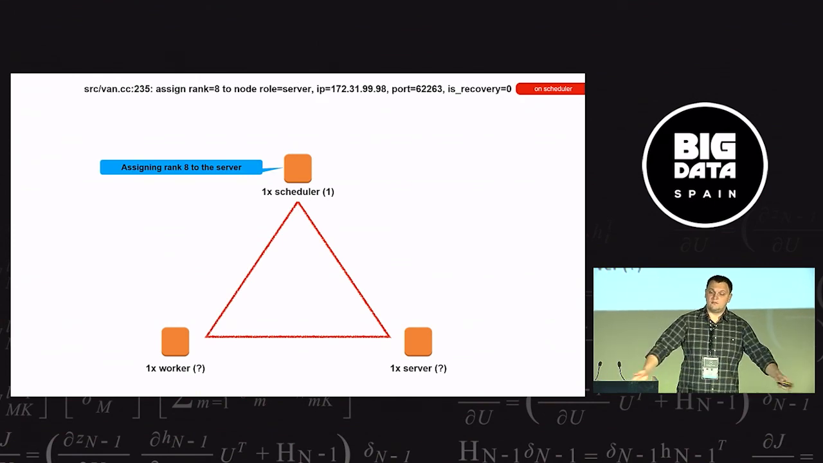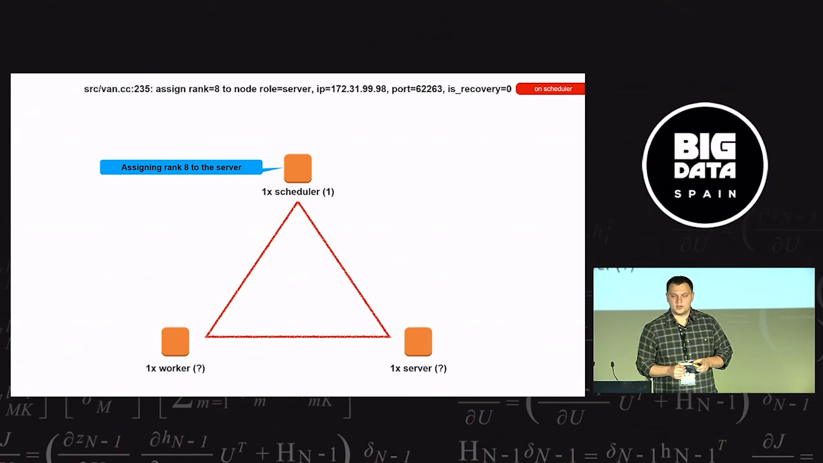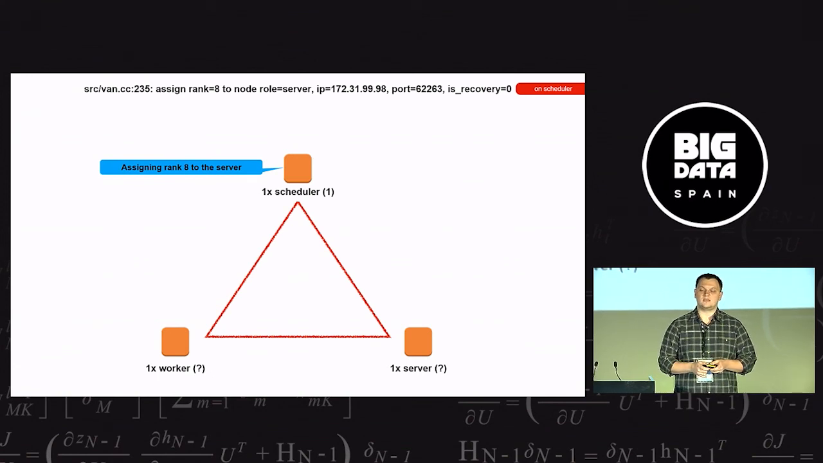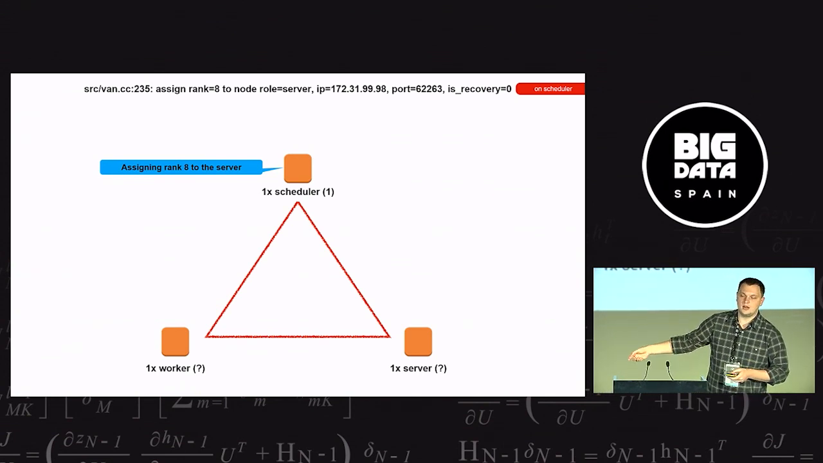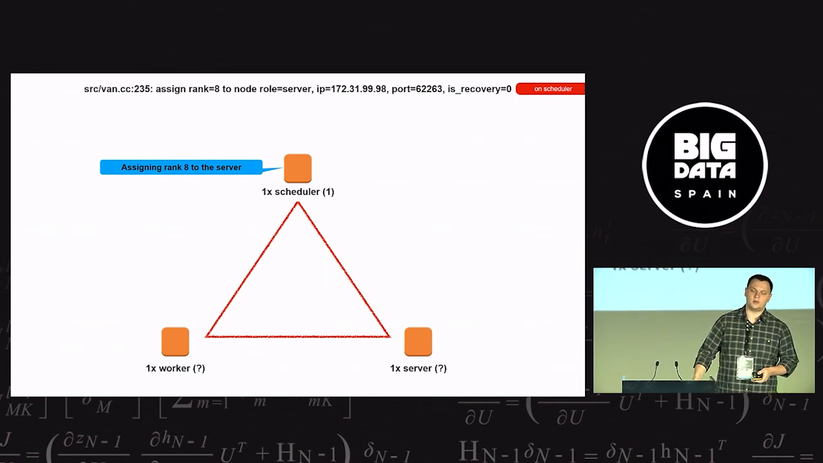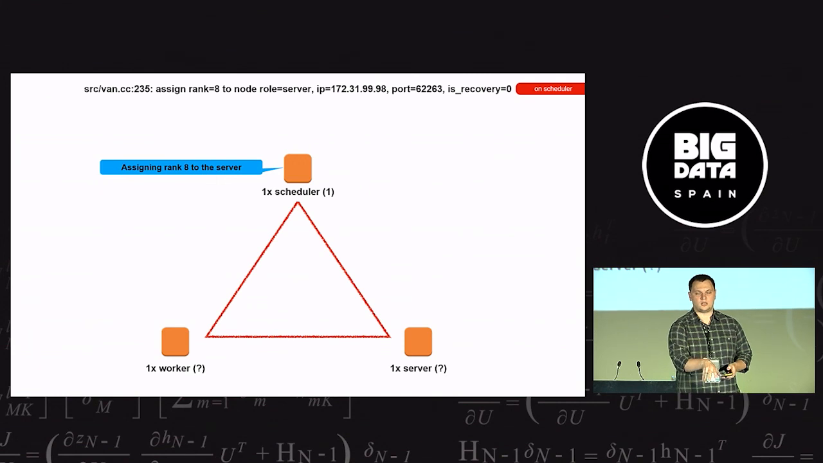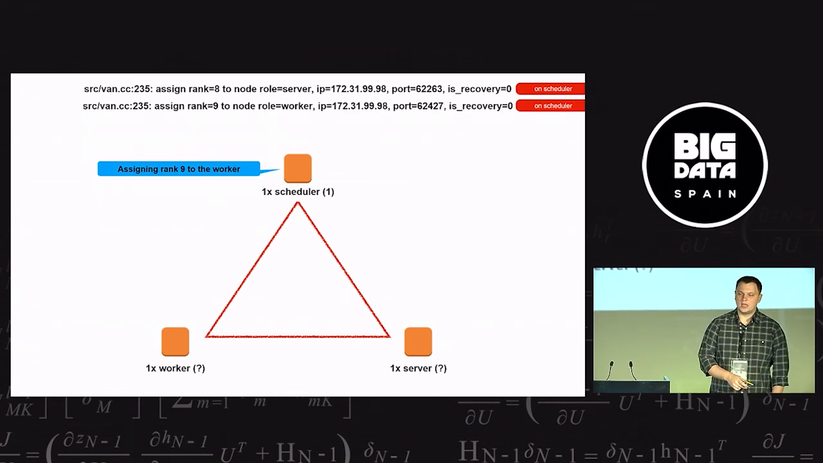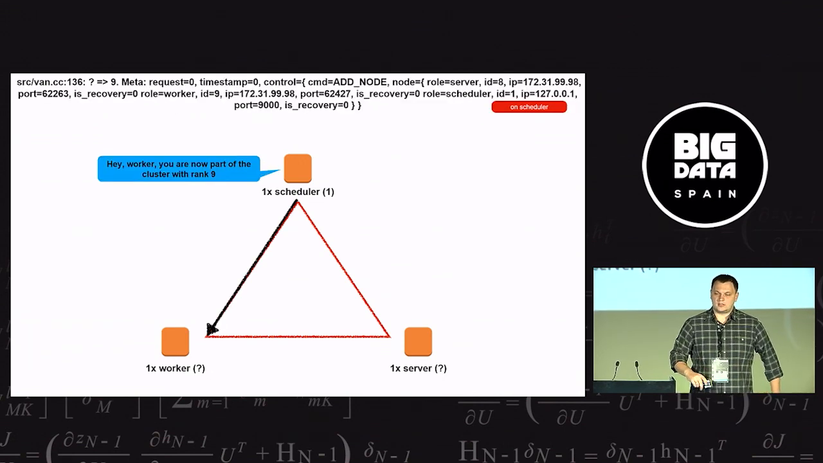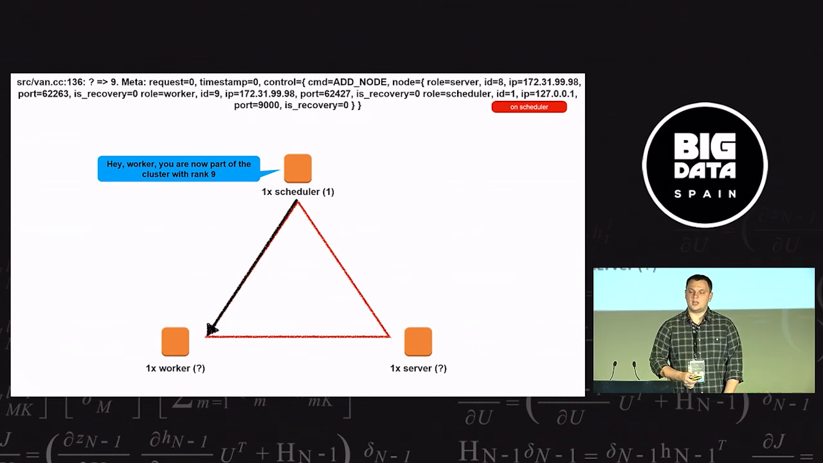Now, when the scheduler has received all the information from the server and from the worker, he is going to start assigning the ranks. This is important. The scheduler will do any work only when all members of the cluster have actually requested to be added to the cluster. Therefore, if you have two workers and the second worker has still not announced himself, the scheduler is not going to do anything. In this particular example, the scheduler assigns rank 8 to the server, and rank 9 to the worker, and sends a confirmation. Hey, worker, you are now part of the cluster with rank 9.